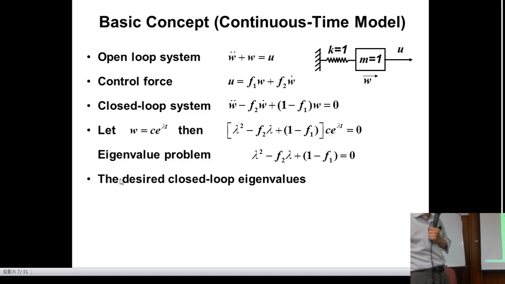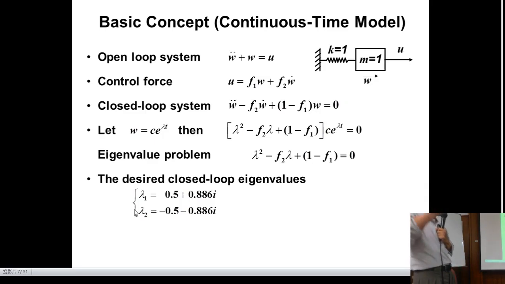Now, on the other hand, if I say I know what kind of closed loop eigenvalue I need, assume that this is the closed loop eigenvalue I desire. If I say I want these desired eigenvalues, lambda 1 equal to minus 0.5 plus 0.886i, and lambda 2 equal to minus 0.5 minus 0.886i, then that's my closed loop eigenvalue.